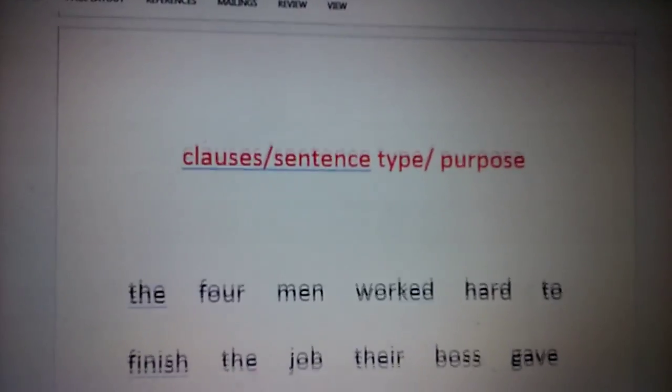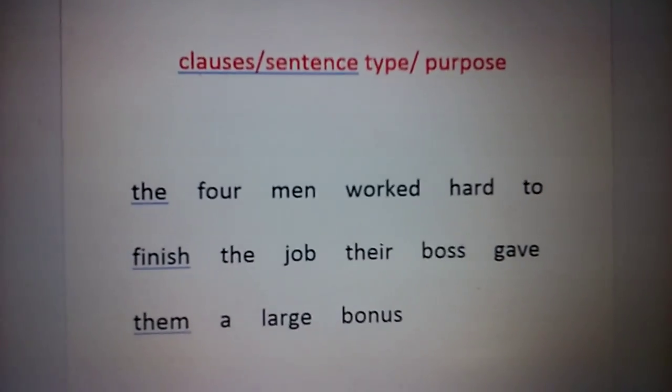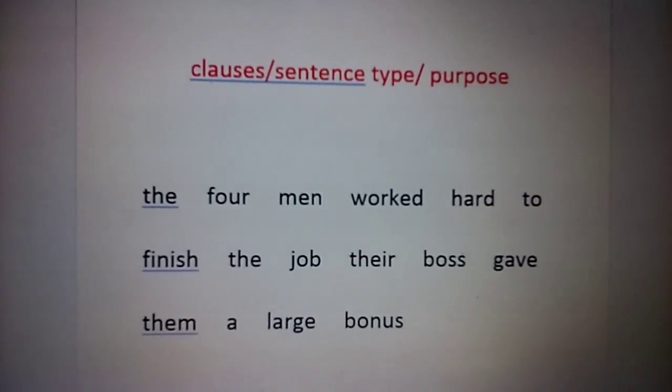Let's go to our next one. Let me pan down on this. Clauses, sentence type, sentence purpose. The four men worked hard to finish the job. Their boss gave them a large bonus.